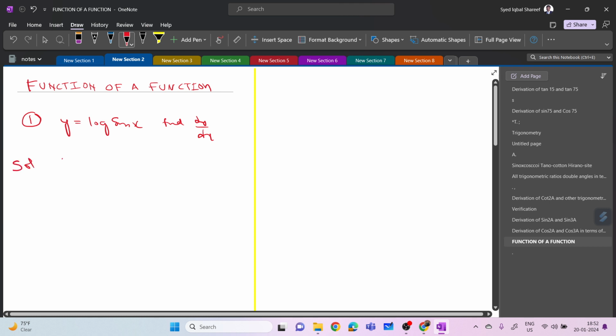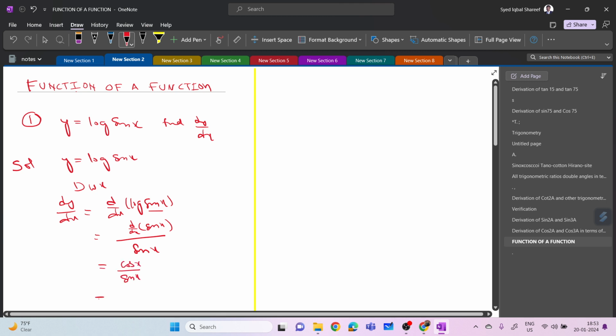So y equal to log of sin x. What we are doing? Function of a function. That means first we have to do the derivative of log, then the sine. So differentiating with respect to x, dy by dx equal to d by dx of log of sin x. The derivative of log x is 1 by x. In the place of x, we have sin x. Then d by dx of sin x. Derivative of sin x is cos x. Cos x by sin x is cot x from trigonometry. So dy by dx equal to cot x.